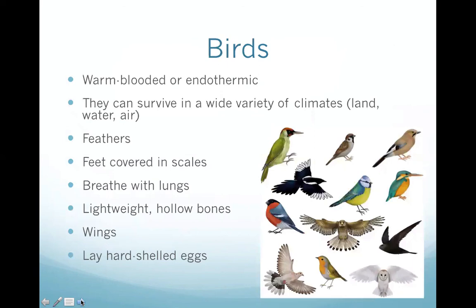All right, moving on to birds. Birds are warm-blooded, or the scientific name for warm-blooded is endothermic. Different than ectothermic, cold-blooded. Warm-blooded is endothermic. Birds can survive in a lot of different climates. They're found all over the world. They can live on the land, in the water, of course, in the air. All birds have feathers, and their feet are covered in scales. Scientists generally believe that birds evolved from reptiles. The same thing that makes up a reptile's bumpy, rough skin is the same thing that makes up bird feathers. So kind of interesting there.